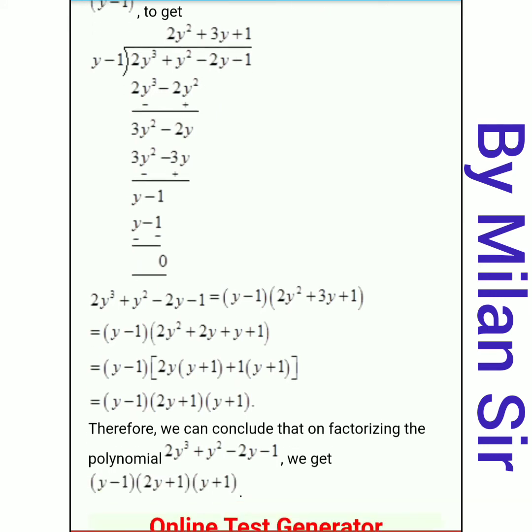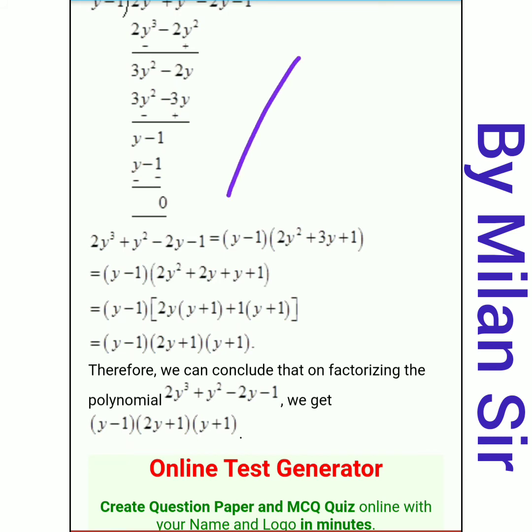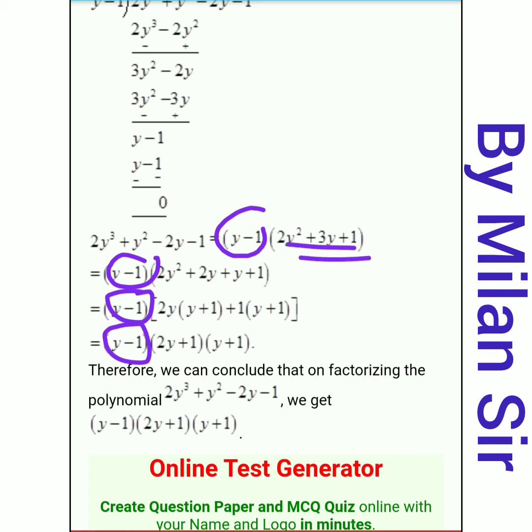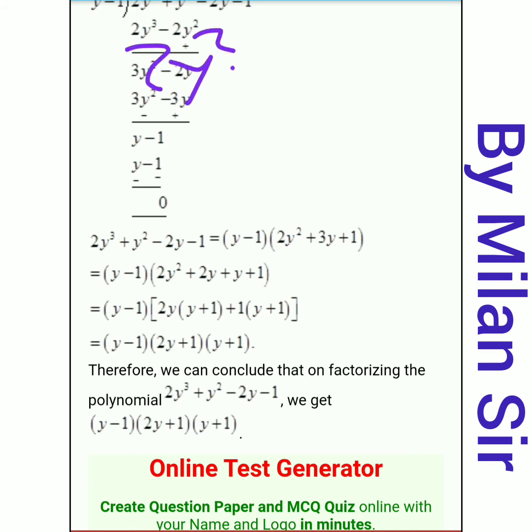Now after that we need to write this, right? P of x is equal to our first factor multiplied by this answer. Okay, P of y is equal to our first factor y minus 1 and our answer. Now this y minus 1 remains as it is up to the last step, right? We need to factorize this: 2y square plus 3y plus 1.